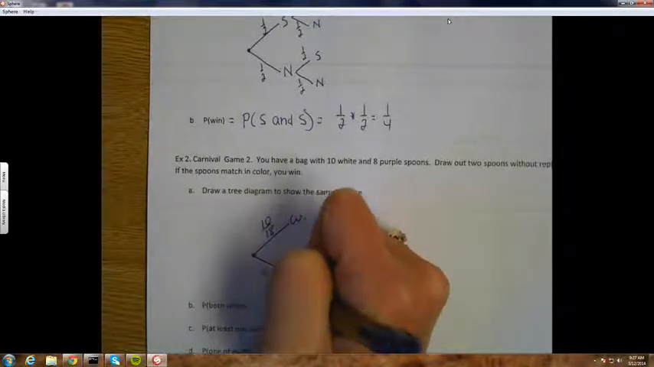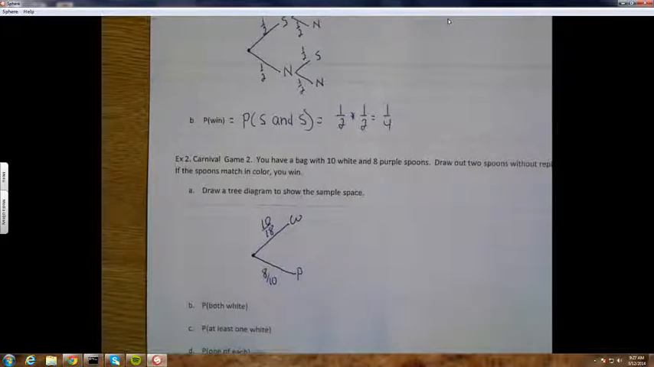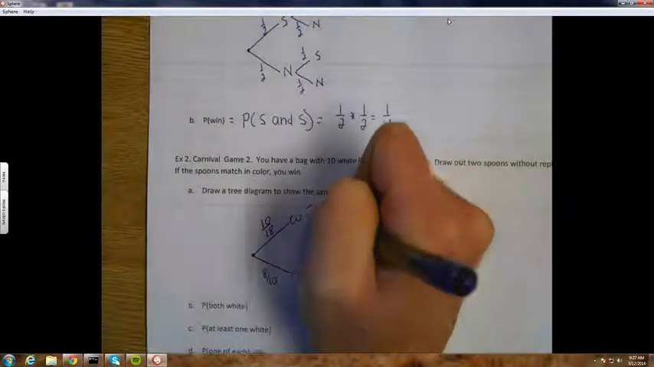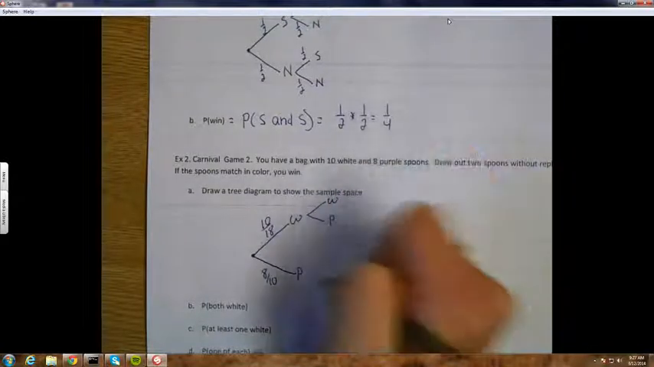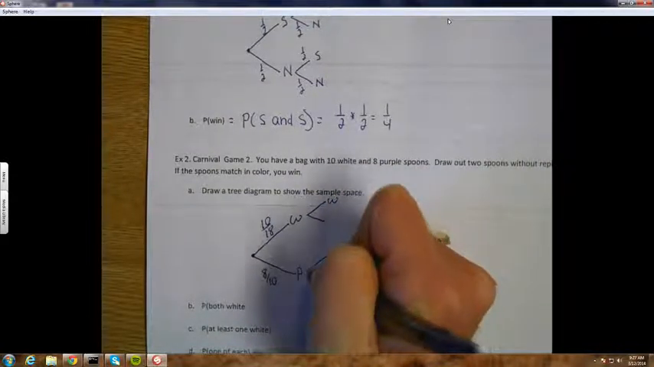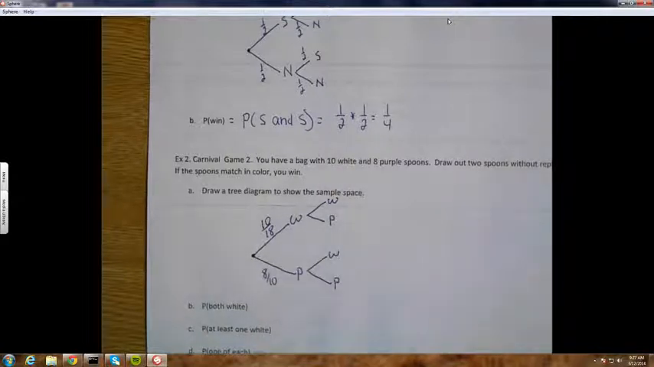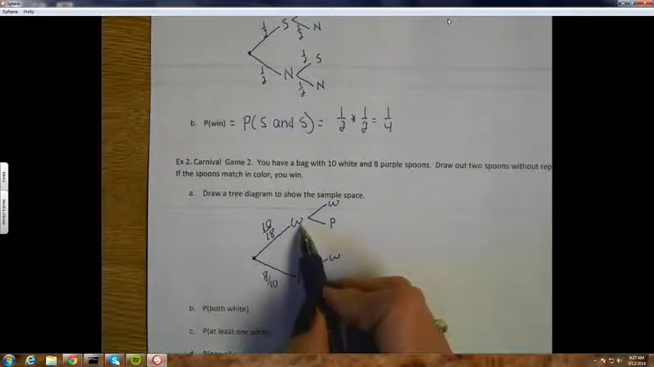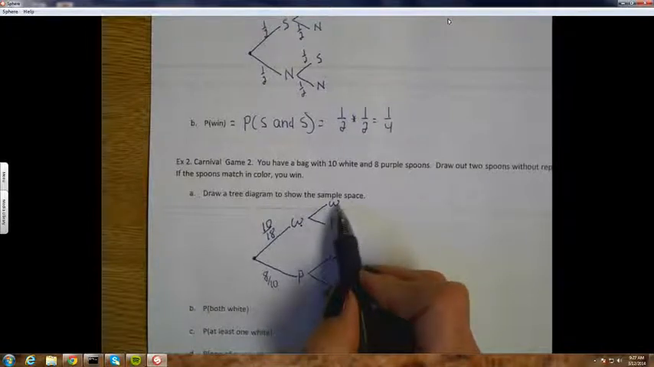Okay, so we've picked our first spoon. Now we're going to pick a second one. Could be white or purple. Same thing down here, white or purple. And the tree kind of builds in the condition. Because I'm on this branch, I know I've already picked out a white spoon. What's the probability I pick out a white again?